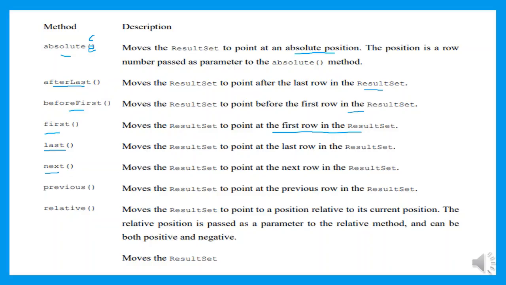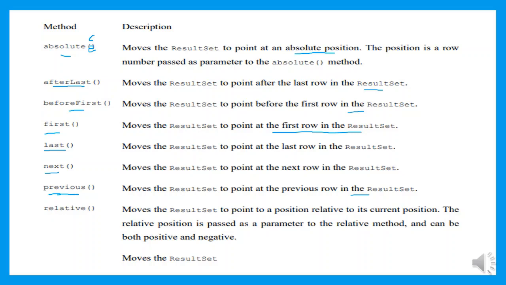Then previous is a method. It moves the result set to point to the previous row in the result set. Assume that the cursor is pointing to the second row and I want to move to the previous row. Then I will make use of the method called previous. When I execute the previous method, the cursor will move from the current position to the previous row.